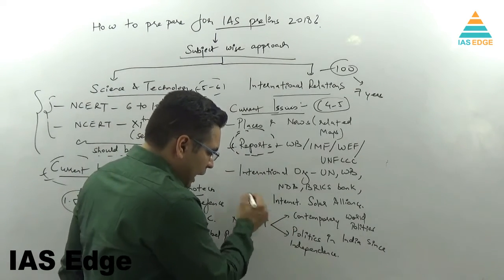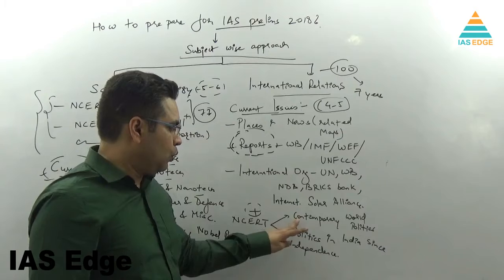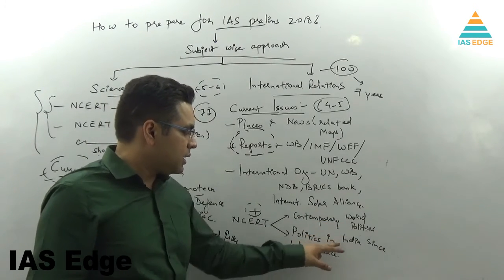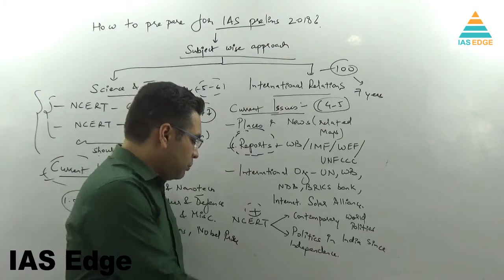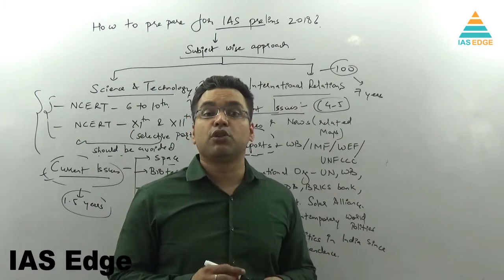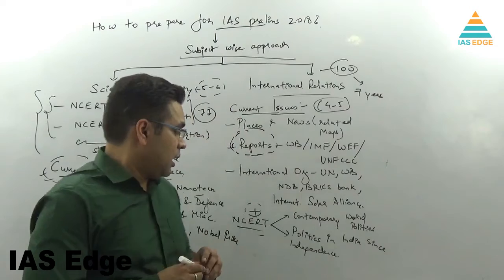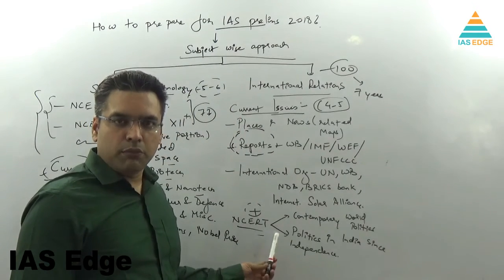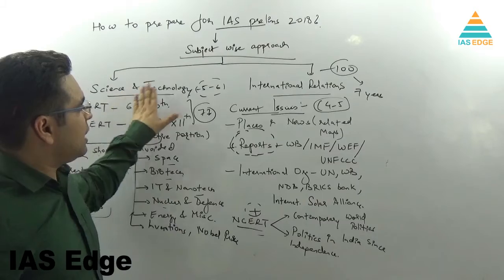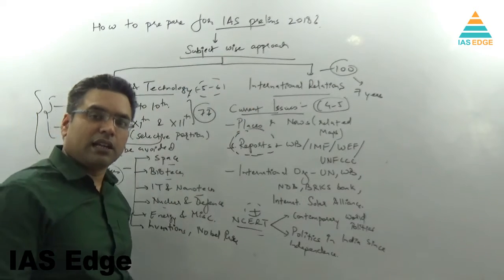If you still have time and you want to read NCERTs, there are 2 very important books: NCERT Contemporary World Politics and Politics in India Since Independence. Both books can be avoided if you have limited time, but they are very important for conceptual understanding of international relations. I would suggest avoiding them right now, but for the mains these books are very important. So both areas, science and international relations, are neglected areas.